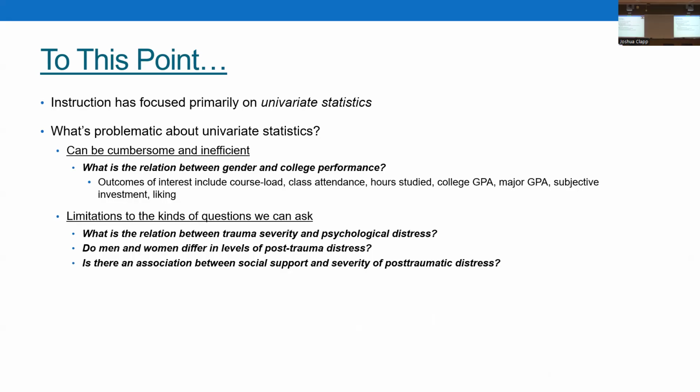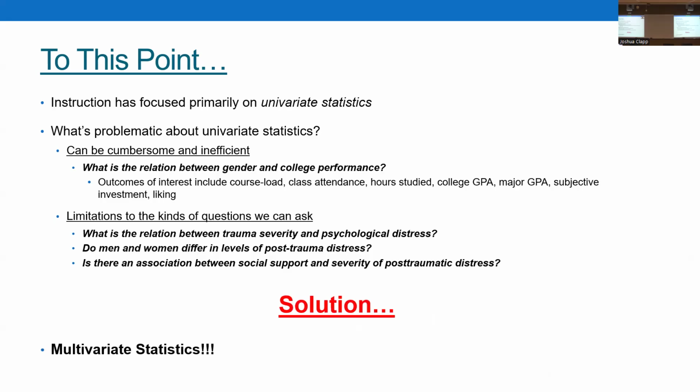And here's the big thing that I think is the issue: it starts to limit the types of questions that we can ask. In a univariate model, I can ask what the relation is between trauma severity and psychological stress. I can look at whether men and women differ in trauma stress. I can look at if there's an association between social support and post-traumatic stress. But after a while, this starts to get pretty boring and might not capture the complexity of the phenomena we're interested in looking at. And so we run into a problem.